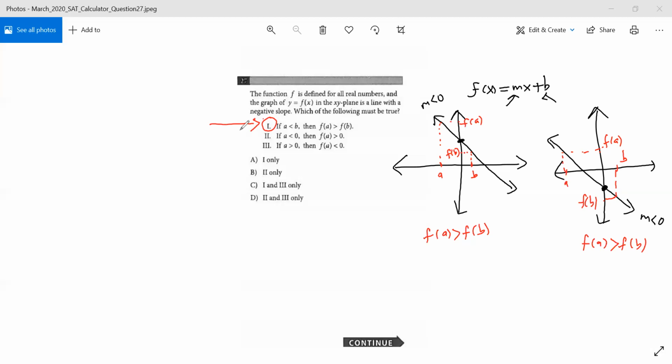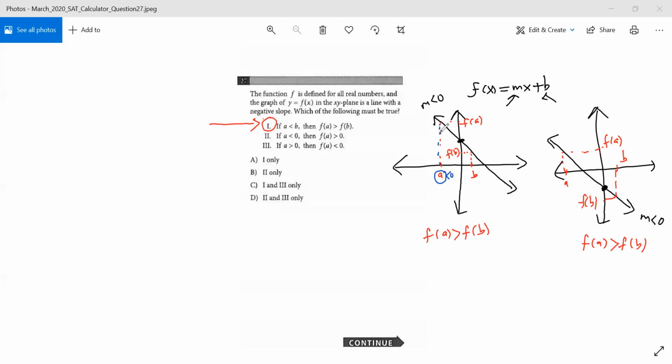Okay, now let's look at the second option. It says A is less than 0. So pick A less than 0. We can pick this, right? Because this is on the negative side. So A is less than 0 here. Then it says f of A is bigger than 0. Well, that certainly is satisfied with this. That satisfies it, right?